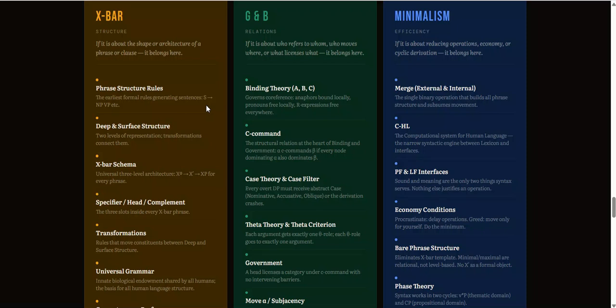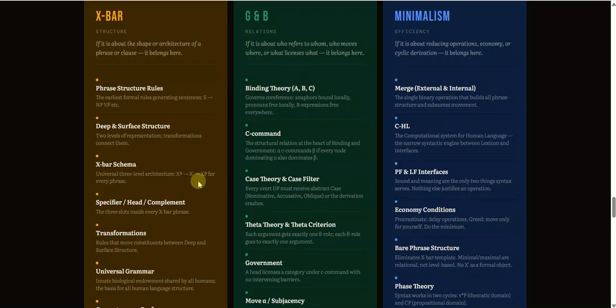So the concept introduced in the first one is phrase structure rules, that is, a sentence consists of NP and VP and so on. Then in GB it is binding theory, consisting of principles. Then in minimalism it is Merge. Then the second one is deep structure and surface structure, belonging to X-bar, two levels of representation. Let's go one by one. First discuss this one, then this one, and then this one.